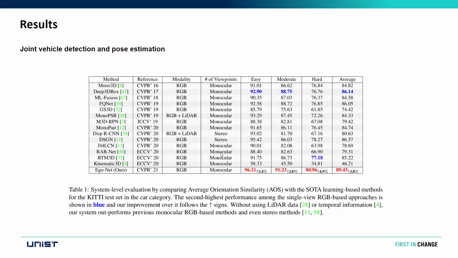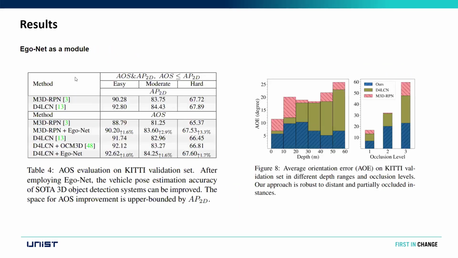So this is the evaluation with other state-of-the-art models. As you can see, the Egonet outperformed the state-of-the-art by a lot in all metrics: average, moderate, hard, and easy. And also you can add Egonet as a module, for example, this module from CVPR.